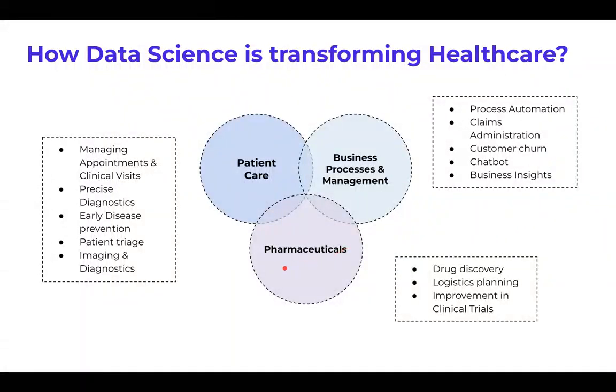For the drug discovery companies or pharmaceuticals, the majority is drug discovery. So identifying drug targets, identifying molecular targets, gene targets, logistics planning, and lastly, improving clinical trials. So how can we manage clinical trials more efficiently? These things fall under the purview of drug discovery and pharmaceuticals. So these are the major three industries where informatics is actually transforming healthcare gradually.